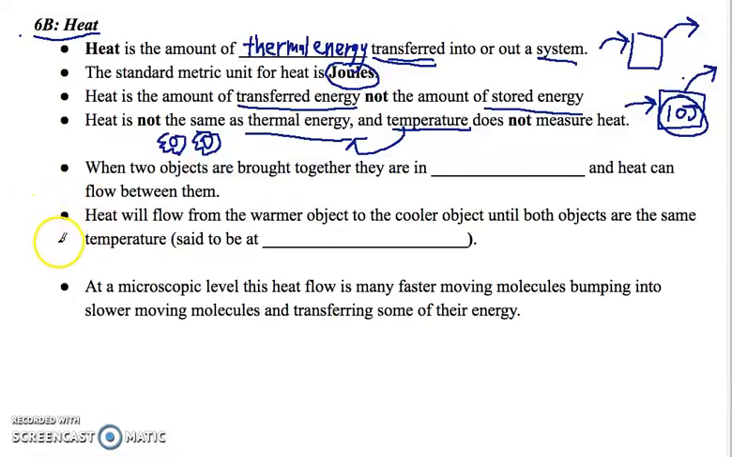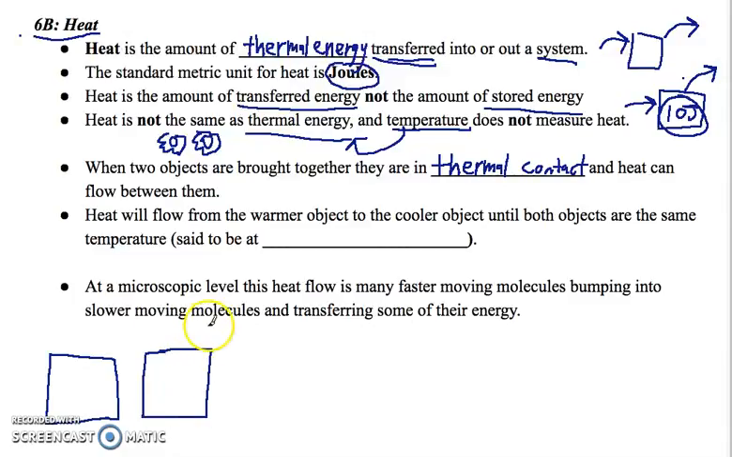Next, when two objects are brought together, it's kind of a physicsy word, we're going to say they're in thermal contact. And heat can flow between them. So let's say you had a hot block and then a cold block. If they're separate, they're not really going to transfer heat. But if you bring them together, you're going to cause heat to flow from one to the other. And heat's going to flow from the warmer object to the colder object until they're both at the same temperature.